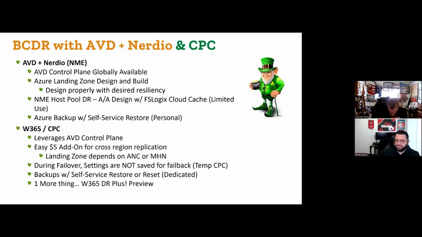In a cross-regional DR failover, it's a temporary cloud PC. That data is not stored, it's not failed back. So that's one thing that they call out in the documentation. It's there. You can use it, get access to your apps, but your data set, anything that you change is not going to be saved today. That will probably change in the future. And then self-service backup, restore, reset as well on the dedicated side.